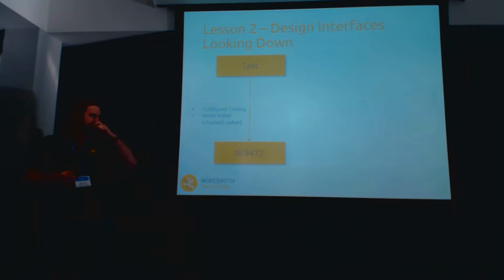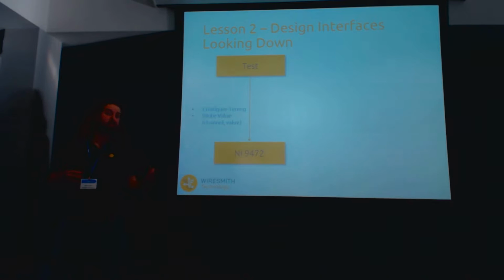What I mean by looking down is this is a really classic example, and I have code that I did like this, and I've spoken to other people starting out with OO, and they've started in a similar way. My natural first reaction when I started trying to use these interfaces was, I have some test code, and that test code needs to talk to, in this case, a digital module, an NI9472. So I think, okay, great, I create a class for the NI9472, and I have a test class, and that talks to that. And what do we need to do with that? Well, we might need to configure some timing or write a value to a particular channel.